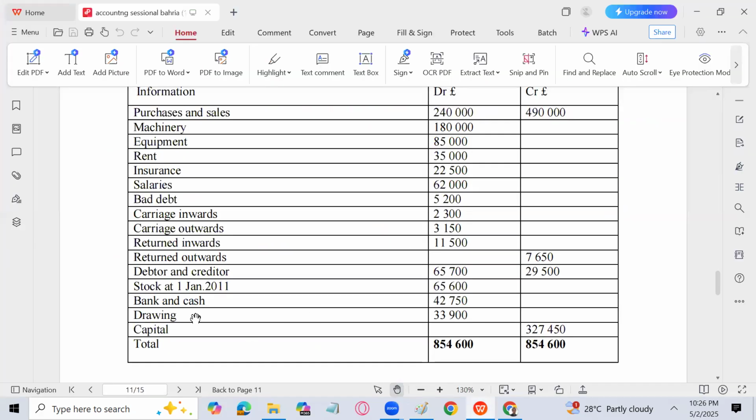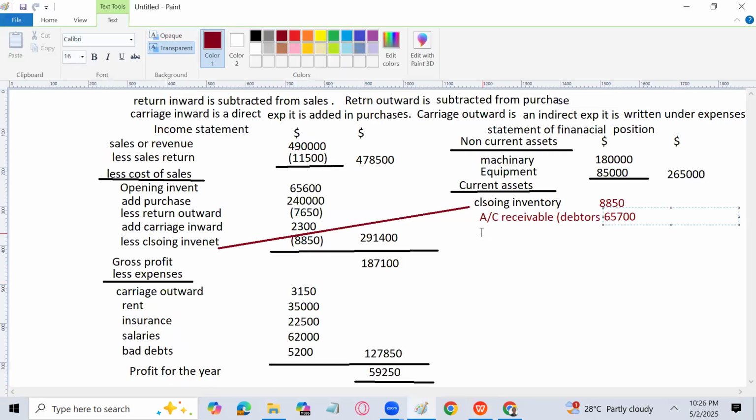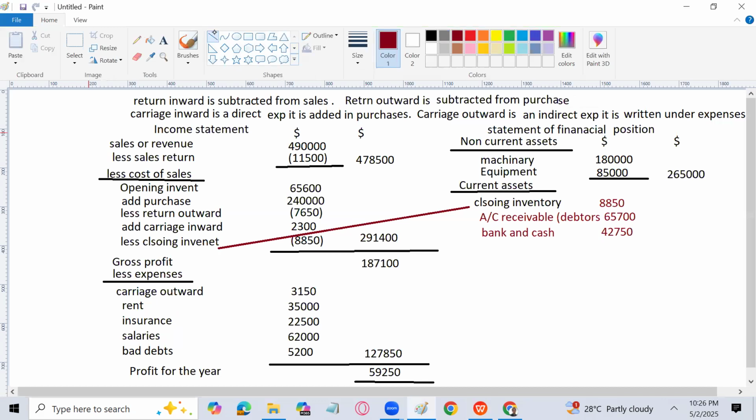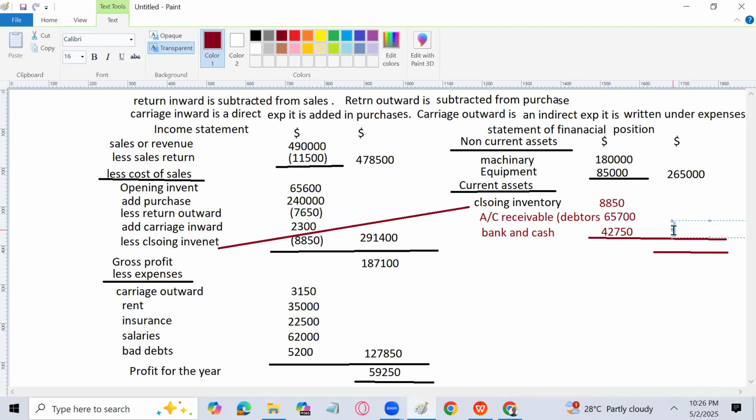Yes, bank and cash. Cash is also a current asset and bank is also a current asset. Both are written together, 42,750. So I will write here bank and cash 42,750. No more current assets are given in the question. So I will go for the total of the current assets, like here, and then I will go for the total assets, including non-current and current assets. So let me write it down.